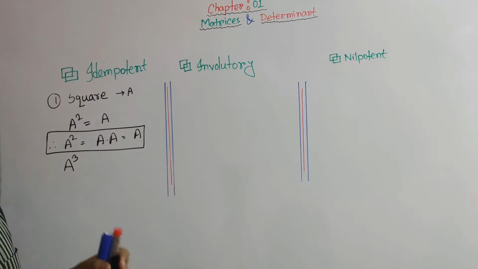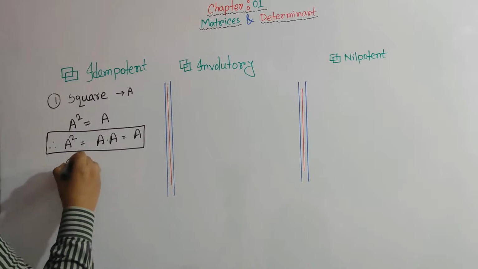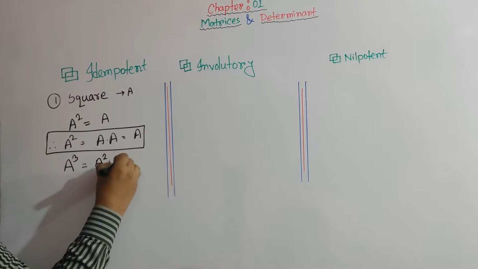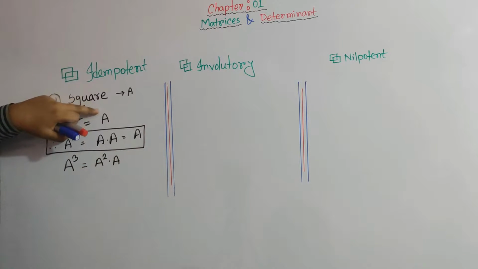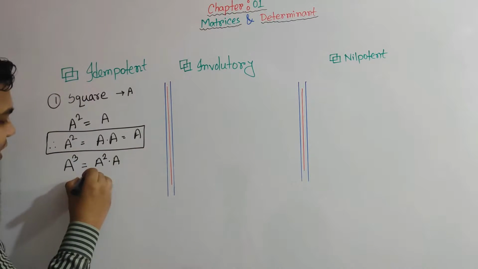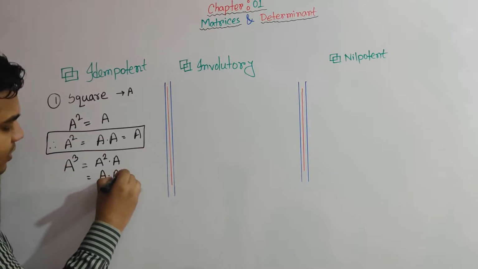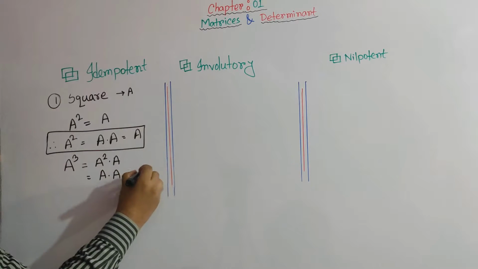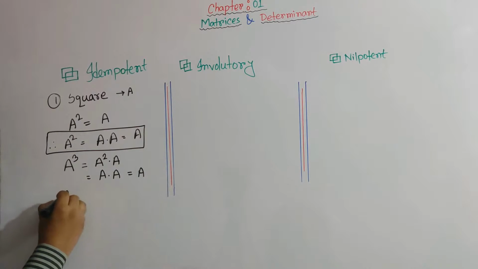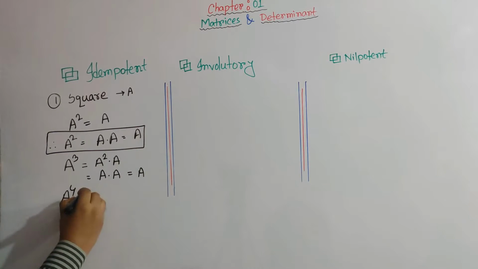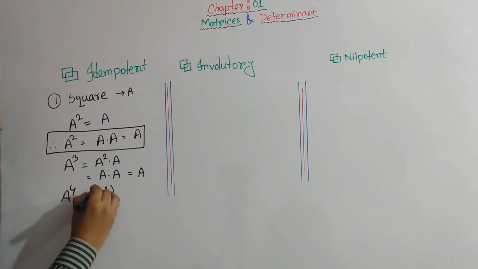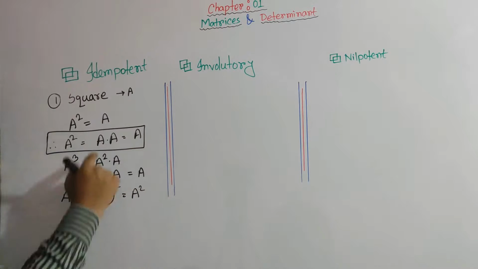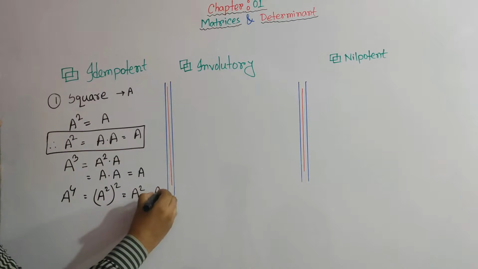Okay, move on to our second part. If we are going for A cube, then what will happen? A cube can be A square into A. Since we already know that A square equals A, it is A into A, and A into A means actually A. Similarly, if we are going for A to the power 4, we get A square whole square. That means A square, because A square equals A, and that is actually A.